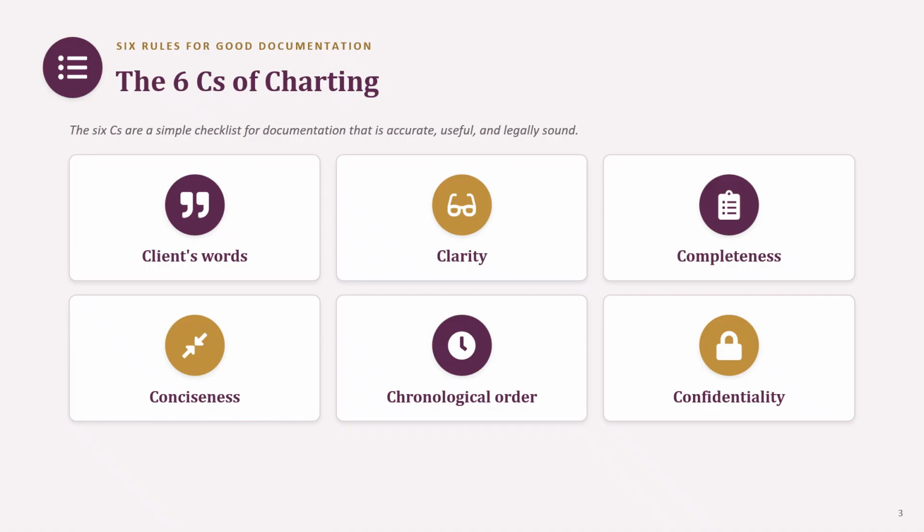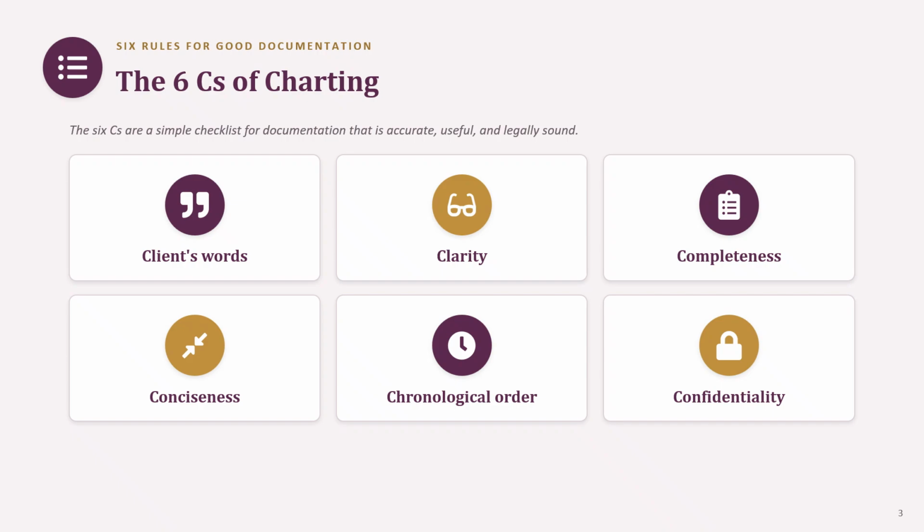Here are the 6 C's at a glance, and a handy thing is, they all start with the letter C, which makes it pretty easy to remember. They are the client's words, clarity, completeness, conciseness, chronological order, and confidentiality. Think of them as a checklist you run in your head every time you document.